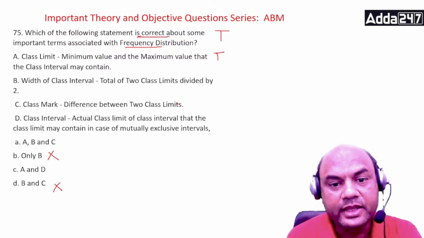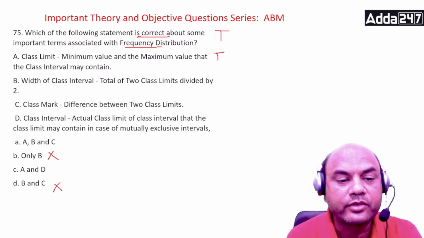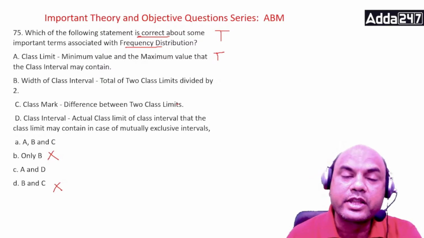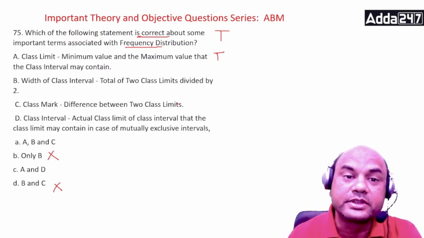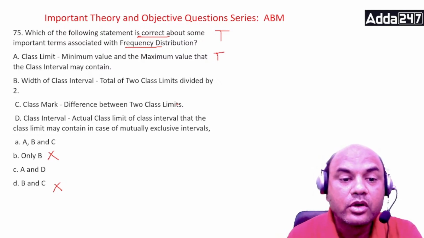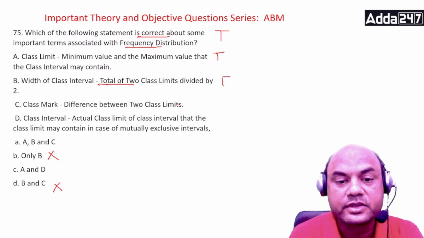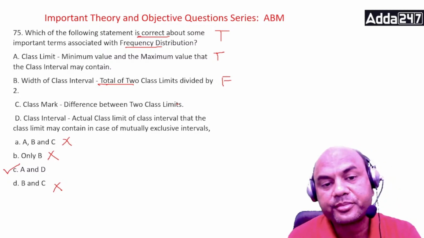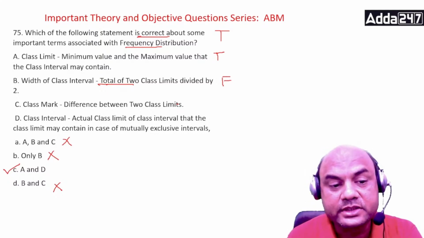Next one. What is the second definition? Width of the class interval. Width of the class interval means the difference between the lower and the upper class limits. That is the actual definition. But what is given over here? Total of the two class limits. It's not the total, it's the difference. So this is false, and once this is false, this option is immediately out. So your answer is A and D. Agreed, but you must know the correct definitions also. So A and D are correct.